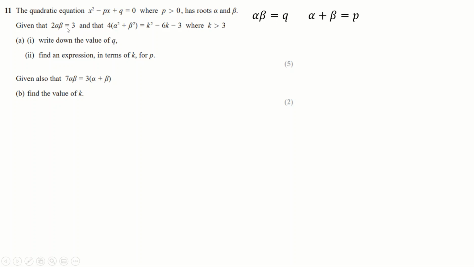It tells you that 2 alpha beta is 3, which means that q is 3 over 2. Because if you just times this by 2, you get 2 alpha beta is 2q, which means 2q is 3, which means q is 3 over 2.